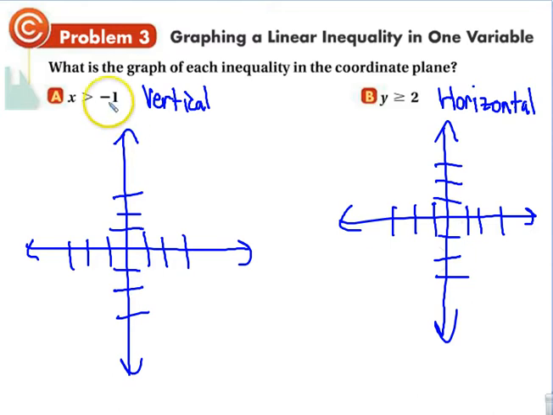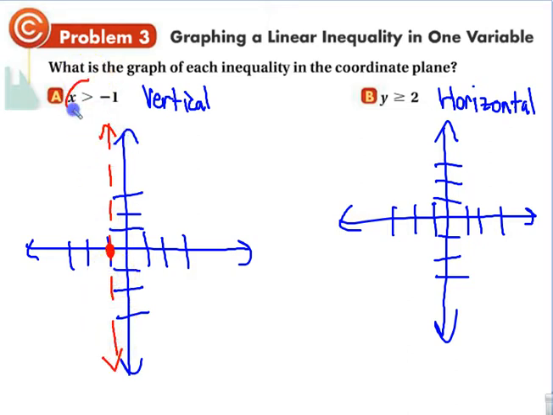Okay, so this one says -1, so I'm going to put a point right here, and what I'm going to get is a vertical line that goes straight up and down. Is it going to be solid or dotted? It's going to be a dotted line. So I draw this big, long, dotted line.